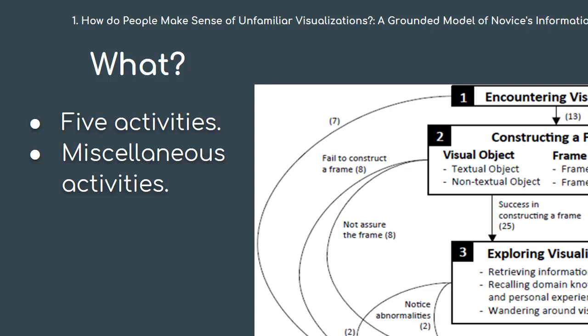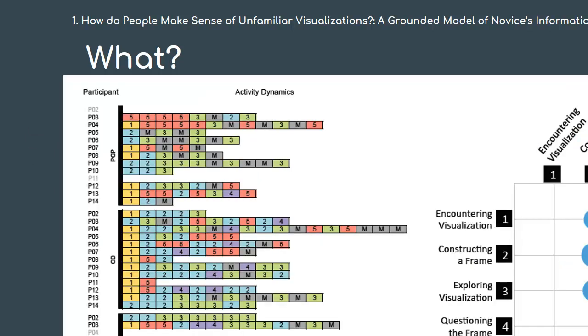And there is one more type of activity which the participants demonstrate, other activity. They call it the miscellaneous activities. Here is the dynamics in the novice model. In these figures, the numbers 1, 2, 5 and the letter M represent the activities.